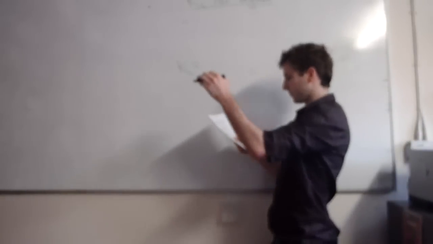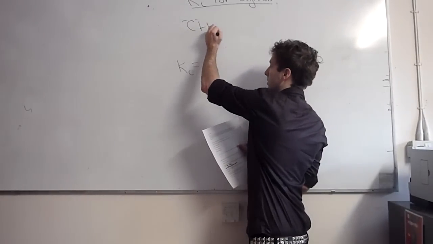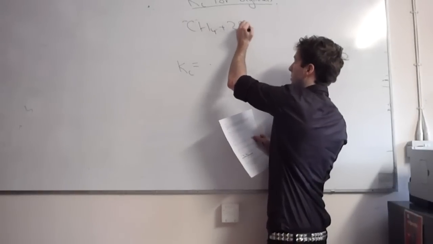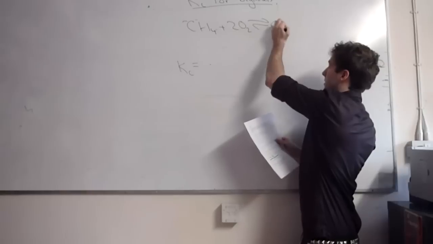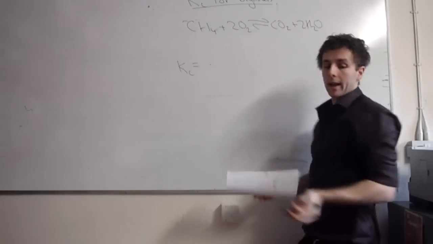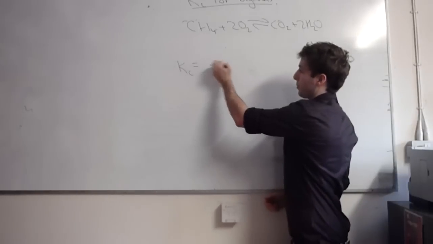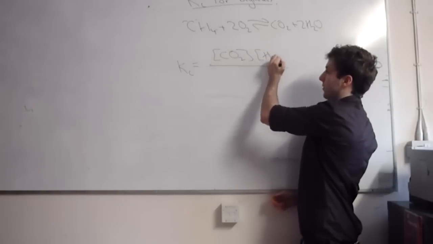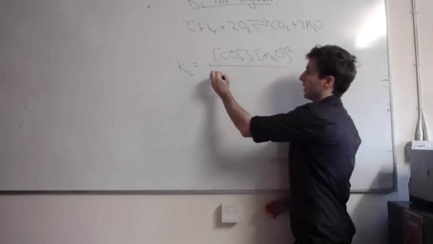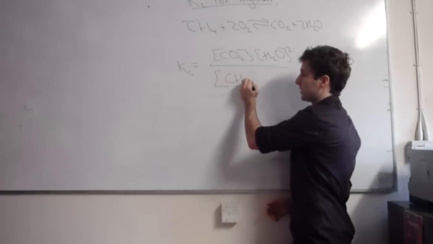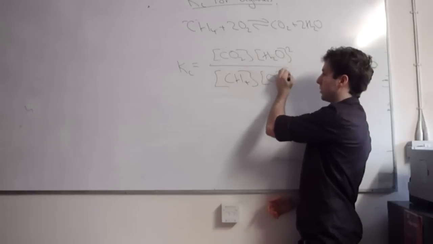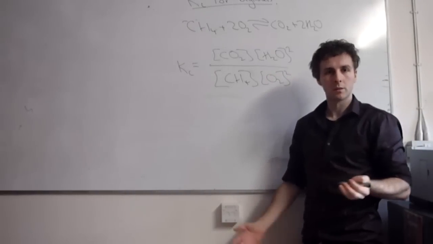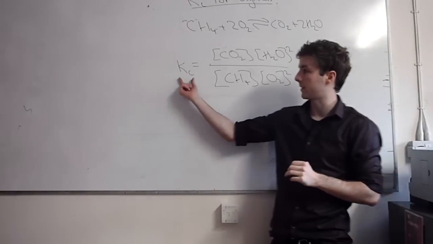Okay, we'll go for another example. If I had the equation CH4 plus 2O2 reversibly goes to CO2 plus 2H2O. Again, my Kc expression would be products on the top, so it's going to be CO2 times the concentration of H2O to the power of 2. All divided by my reactants, so CH4, O2 to the power of 2, because that's this big number there. So it's fairly easy. That's how we construct our Kc expression.